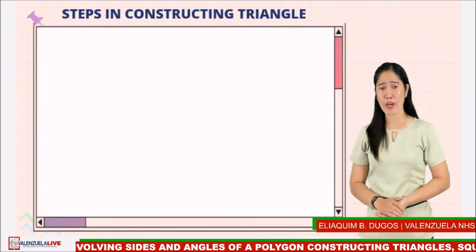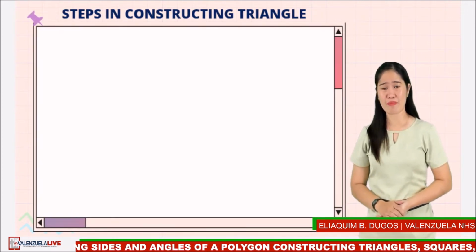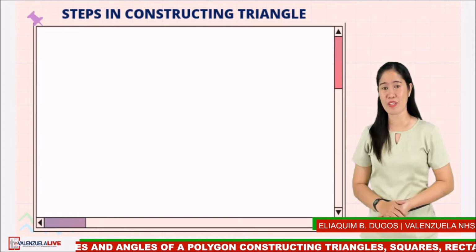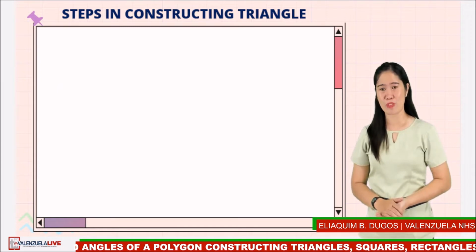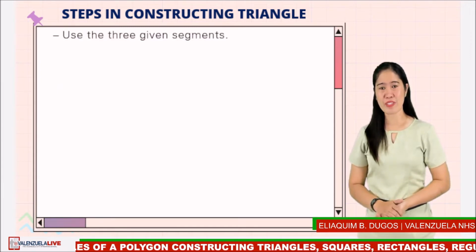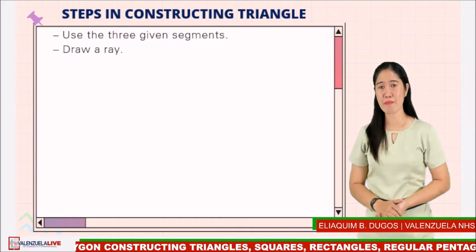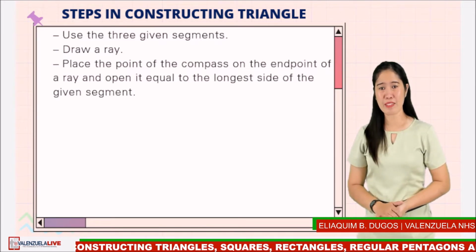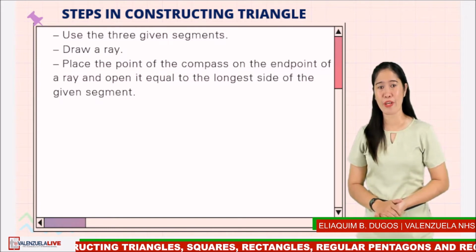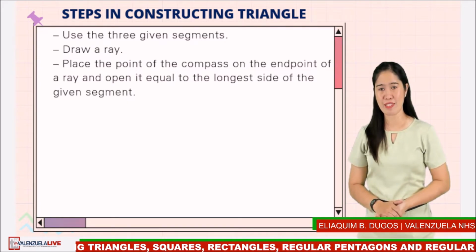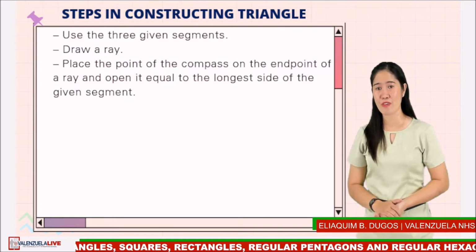But how are we going to construct a triangle? The steps to constructing a triangle are as follows. Use the three given segments. Draw a ray. Place the point of the compass on the end point of a ray and open it equal to the longest side of the given segment.